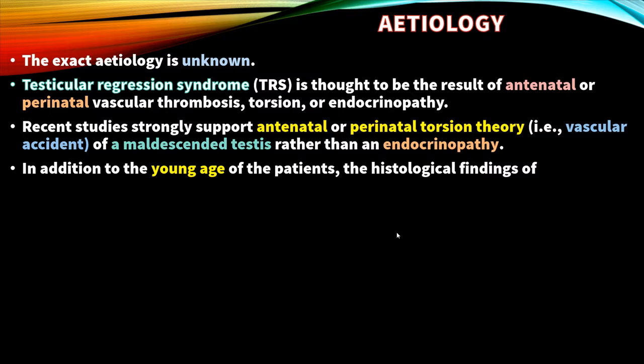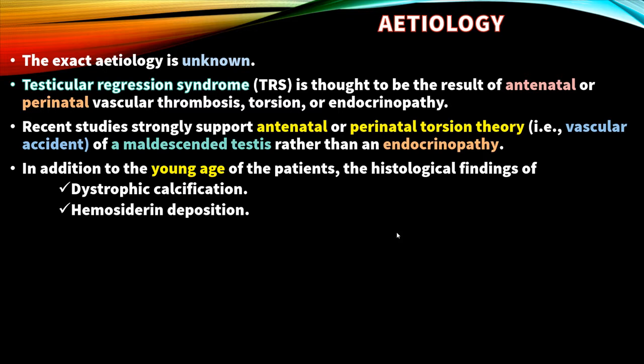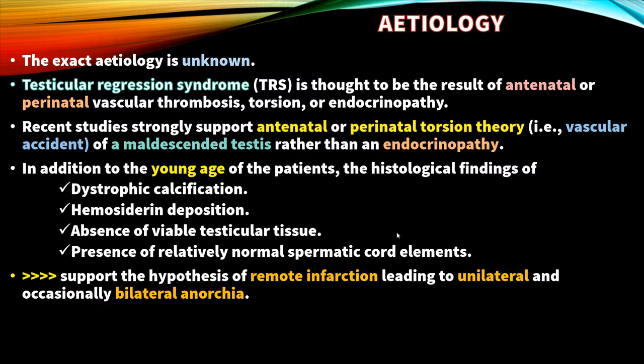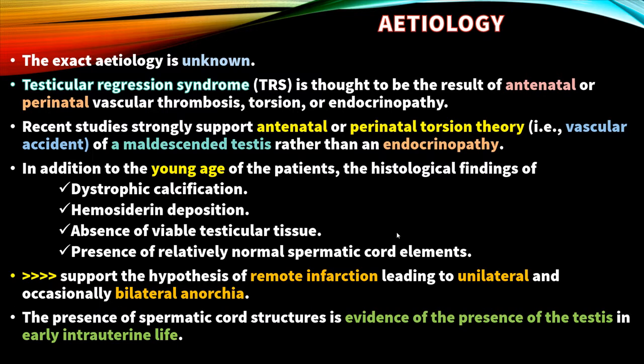In addition to the young age of the patients, the histological findings of dystrophic calcification, hemosiderin deposition along with hemosiderin-laden macrophages, that is siderophages, absence of viable testicular tissue, and presence of relatively normal spermatic cord elements supported the hypothesis of remote infarction, leading to unilateral or occasionally bilateral anorchia. The presence of spermatic cord structures is evidence of the presence of the testis in early intrauterine life.